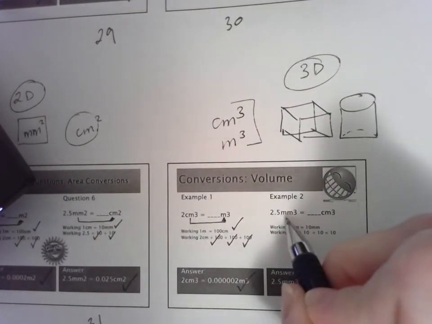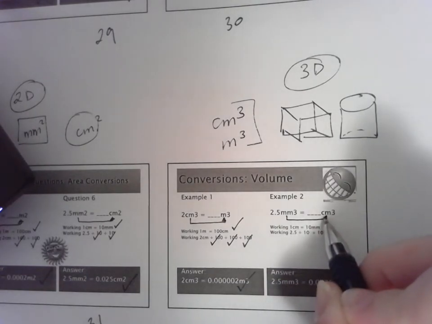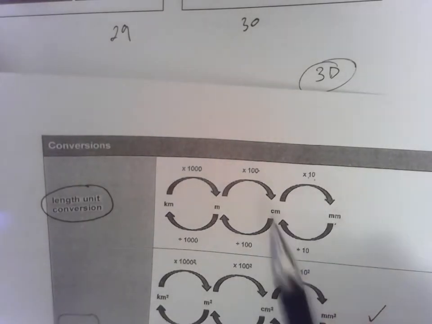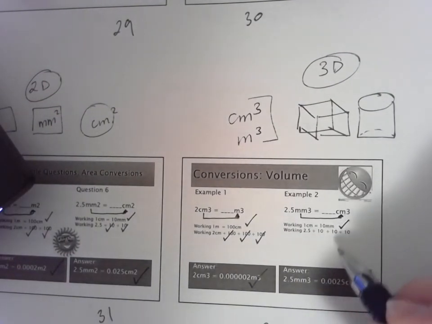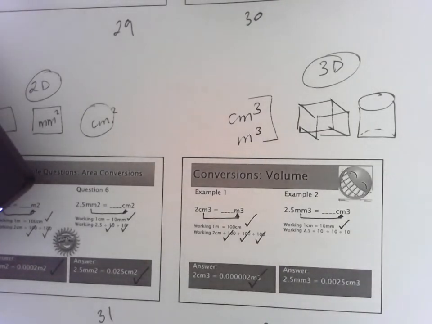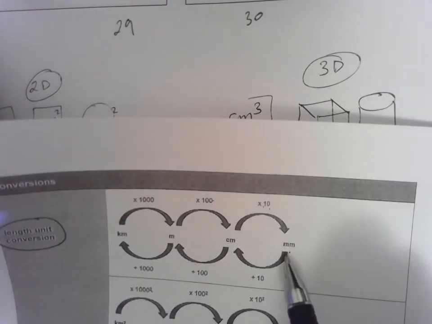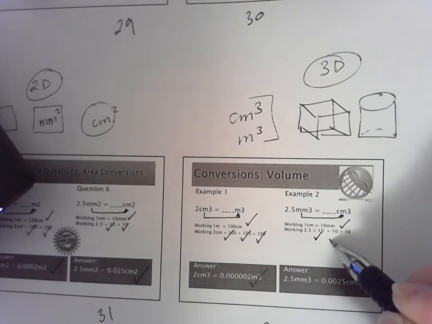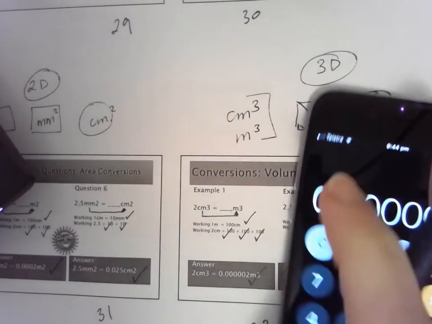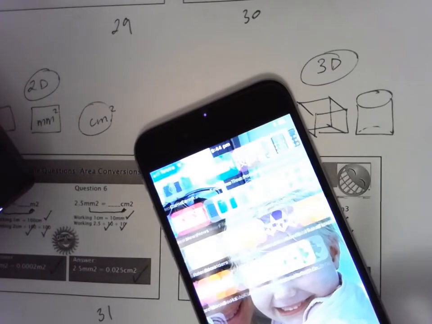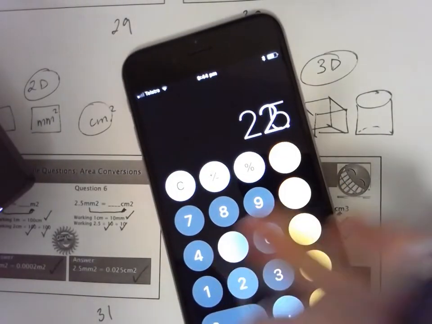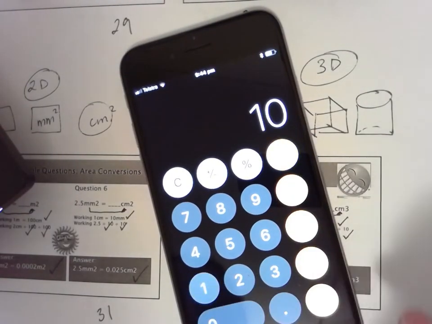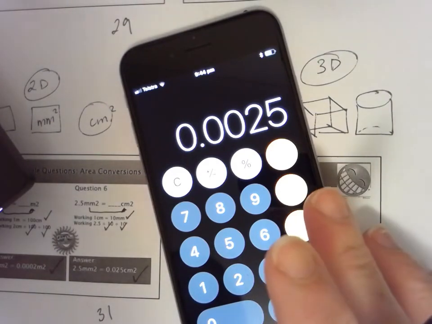Alright, so millimeters to centimeters. Go to your rule sheet. Millimeters to centimeters, sorry, is this way. Beg your pardon, divide by 10, 3 times. 2.5 divided by 10 equals, divided by 10 equals, divided by 10 a third time because it's cubic units, 0.0025.